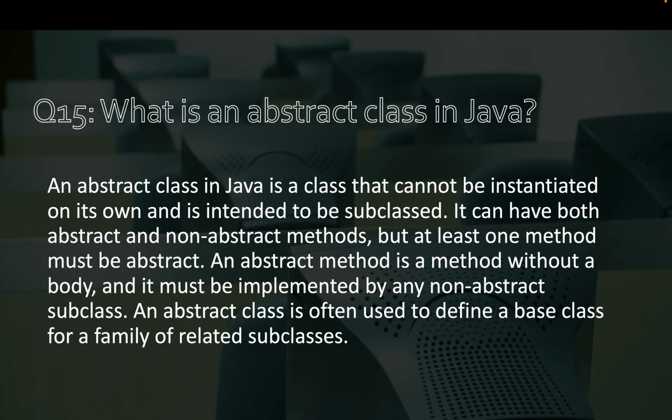Question number 15. What is an abstract class in Java? An abstract class in Java is a class that cannot be instantiated on its own and is intended to be subclassed. It can have both abstract and non-abstract methods, but at least one method must be abstract. An abstract method is a method without a body, and it must be implemented by any non-abstract subclass. An abstract class is often used to define a base class for a family of related subclasses.